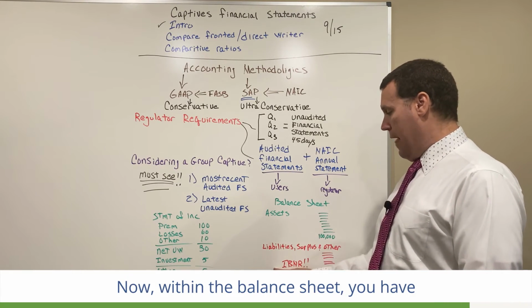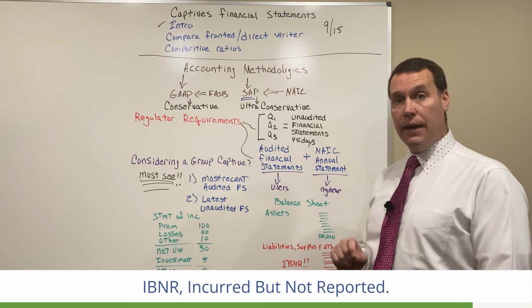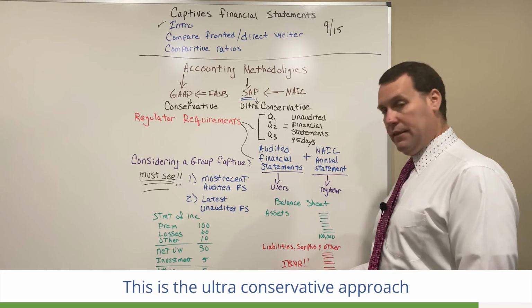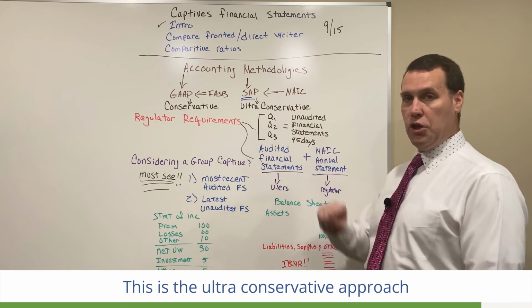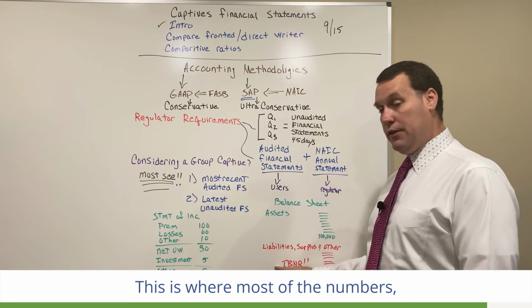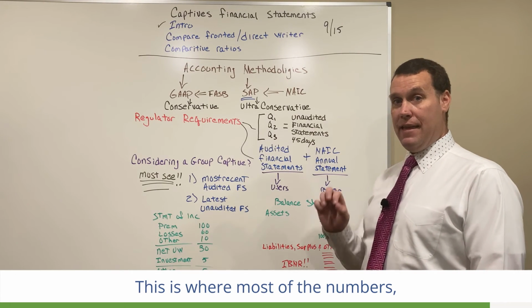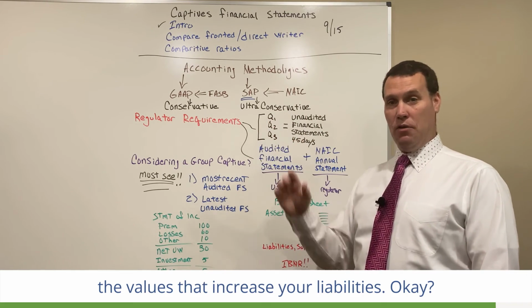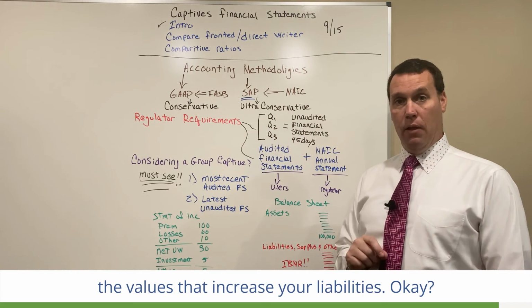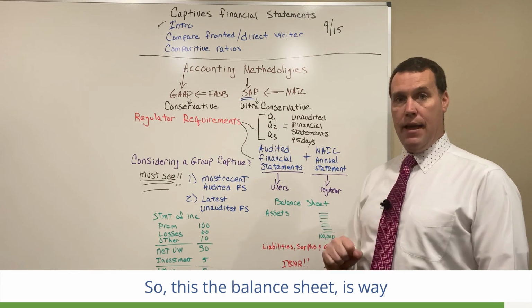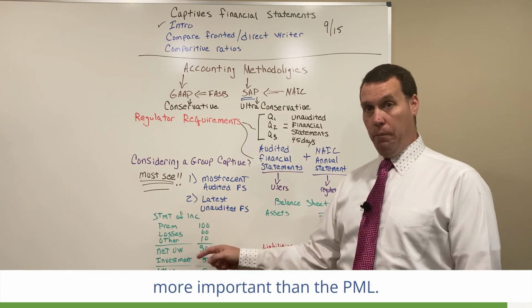Now, within the balance sheet, you have IBNR, incurred but not reported. This is the ultra-conservative approach that the regulators want to see. This is where most of the numbers, the values that increase your liabilities, are found. Okay? So, the balance sheet is way more important than the P&L.